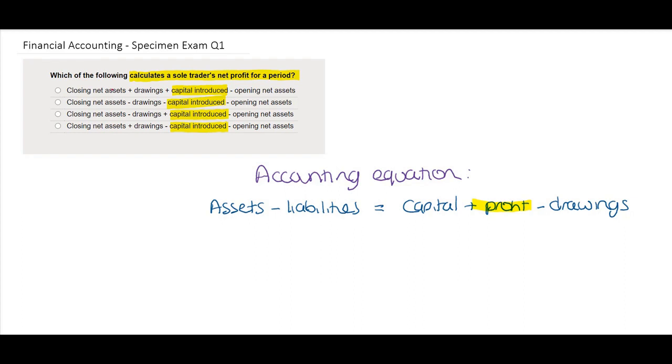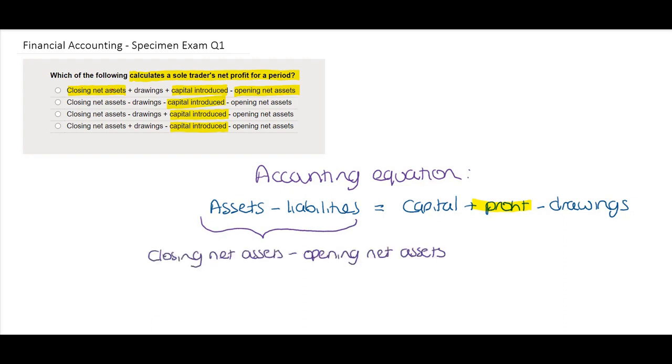We can also see that we've been given closing net assets and opening net assets as opposed to assets and liabilities. Therefore, to work out our assets minus liabilities part of our equation, we can take our closing net assets and deduct opening net assets. This will give us the movement in relation to assets and liabilities during the current year.